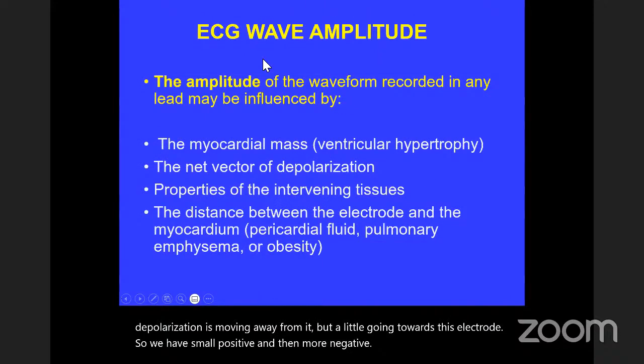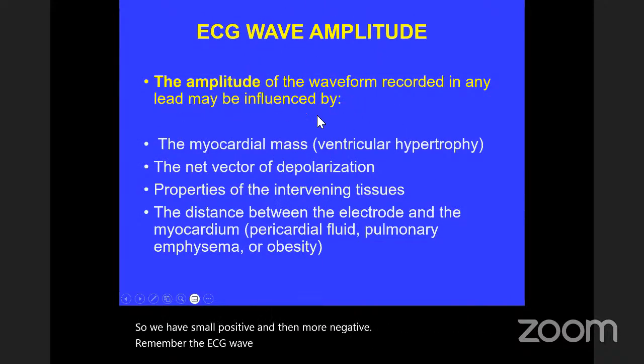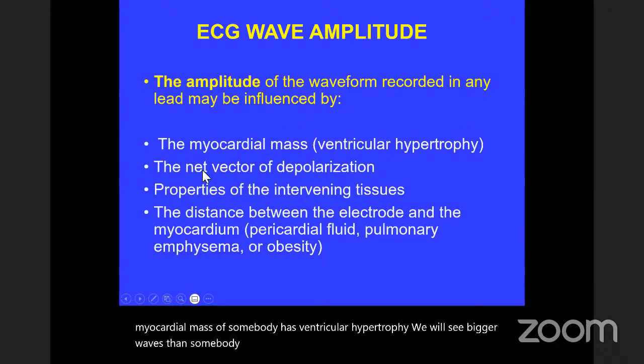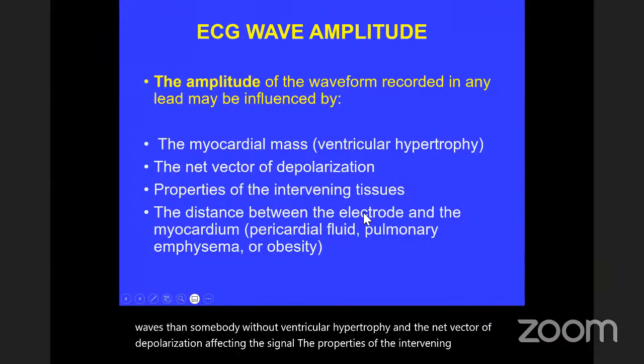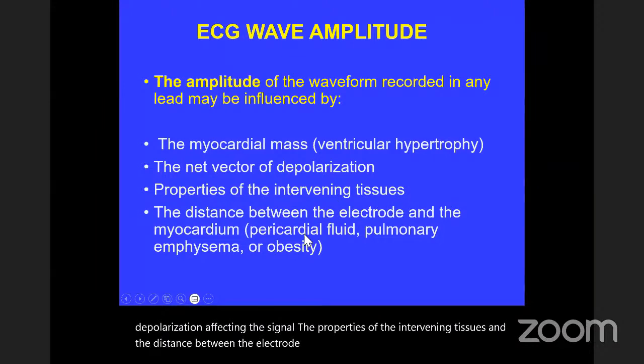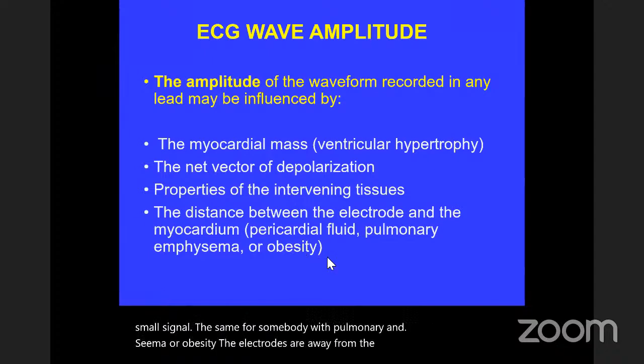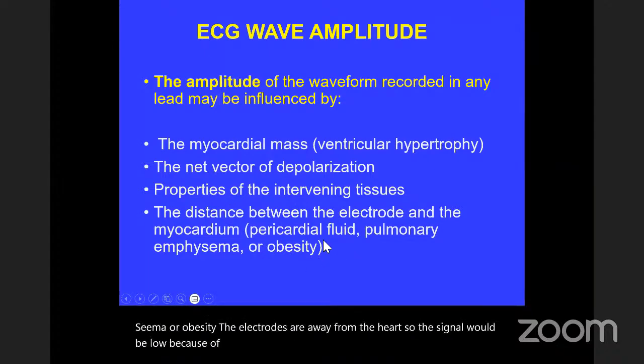Remember, the ECG waveform amplitude is variable. It depends on the myocardial mass. If somebody has ventricular hypertrophy, we will see bigger R waves than somebody without ventricular hypertrophy. It also depends on the net vector of depolarization, the properties of the intervening tissues, and the distance between the electrode and myocardium. If somebody has pericardial fluid, it is separating the heart from these electrodes, so we will have a small signal. The same for somebody with pulmonary emphysema or obesity, the electrodes are away from the heart, so the signal would be low because of these factors.